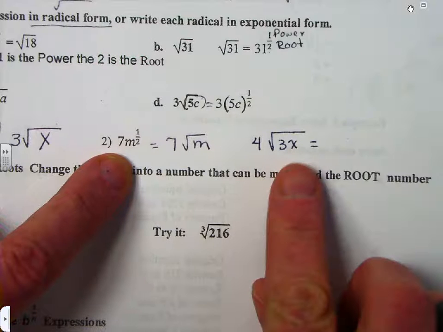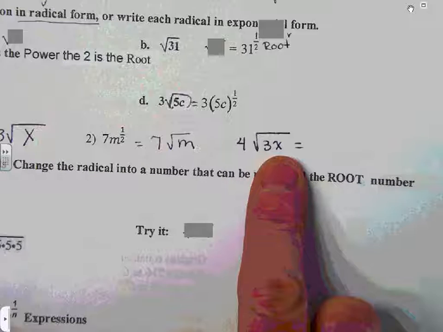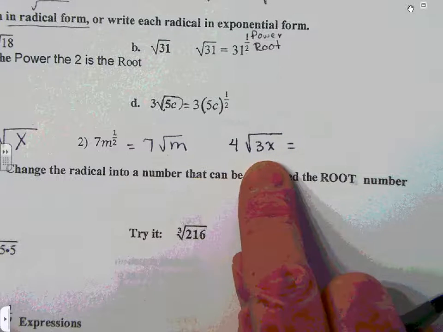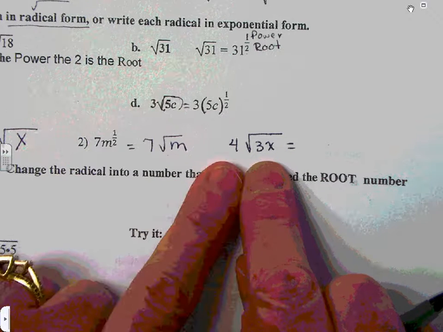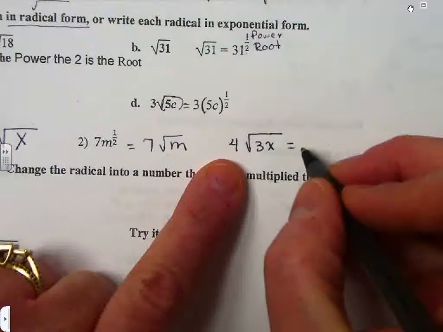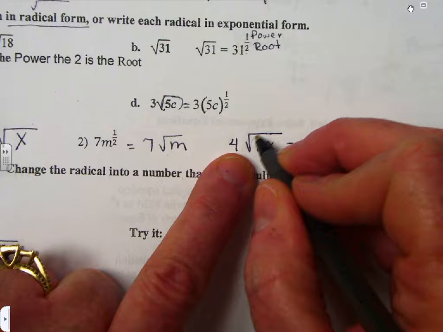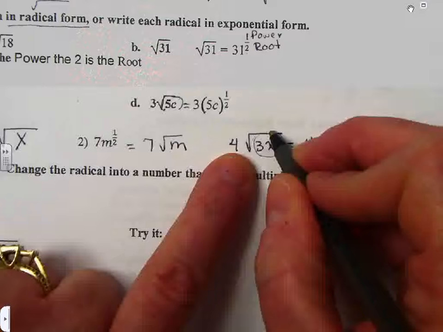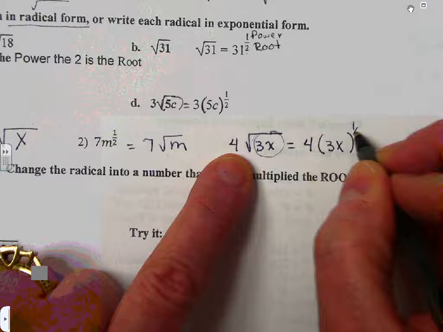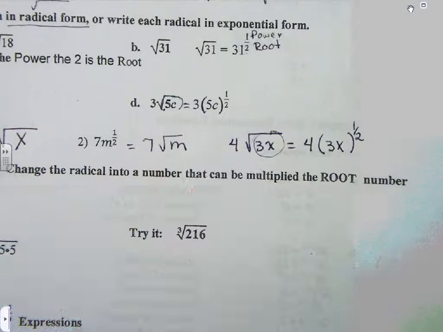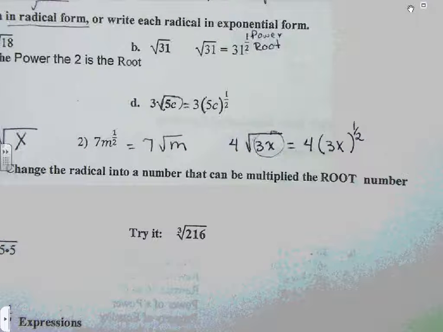How would you write that one as a radical with exponents? 4, and then definitely parentheses, because all this stuff is under the square root symbol. So 3x is raised to the 1/2 power. It's very straightforward, but it looks complicated.